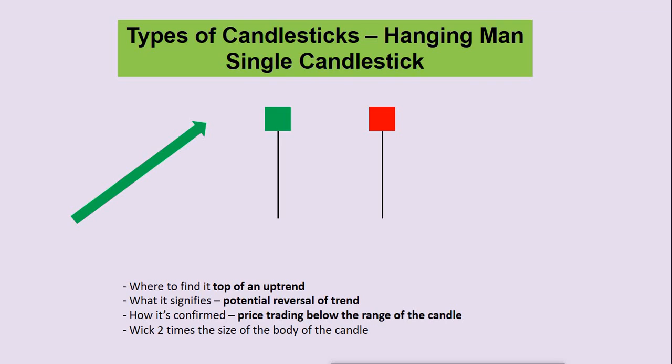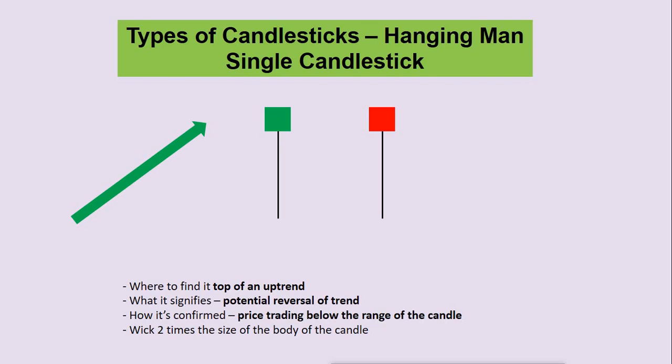It is called a hanging man. So, for example, the price has been going up maybe for the past 4 weeks. Then suddenly you see a hanging man at the top of that trend. It can either be green or it can be red.